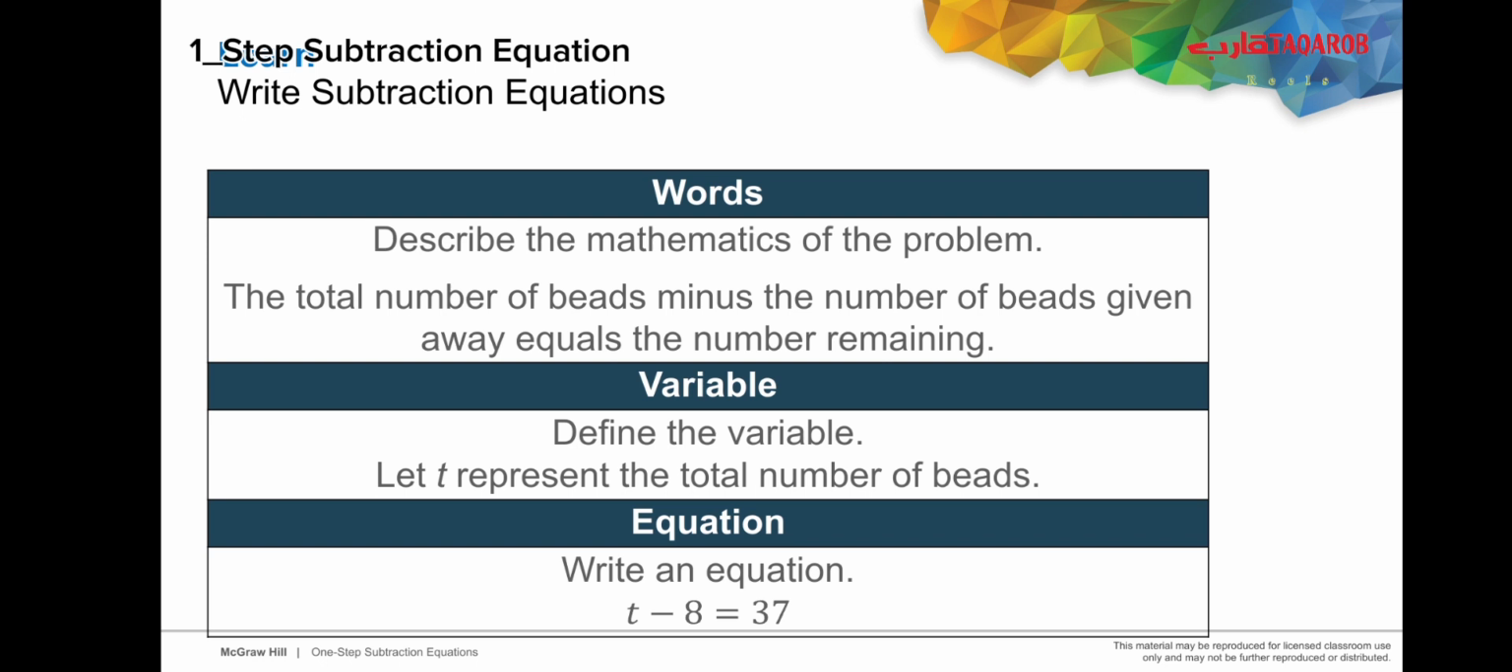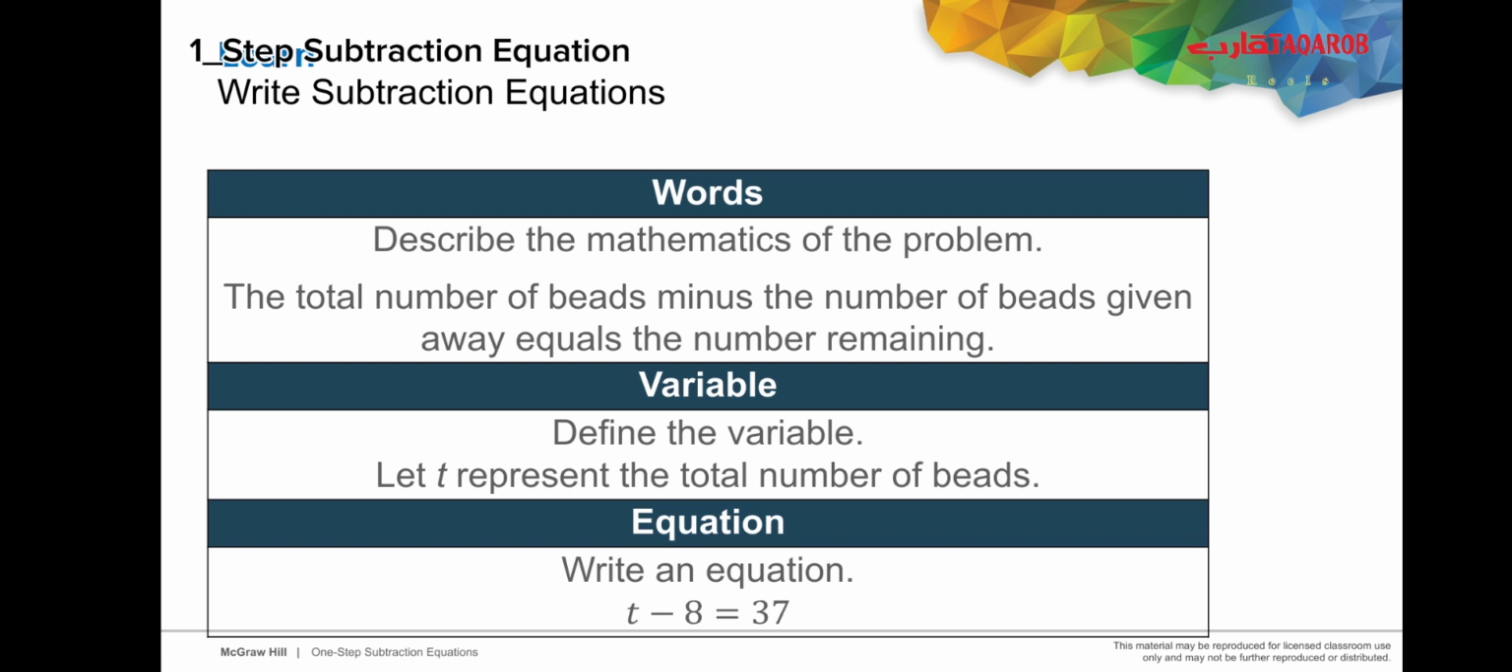So I look first for the keywords that would help me to decide where to put the unknown, and how to decide that this is subtraction, not addition or multiplication. For example, when I said I don't know about the original total number of beads in the first place. Then I said that 8 beads were given away. And I said that the beads left were 37.